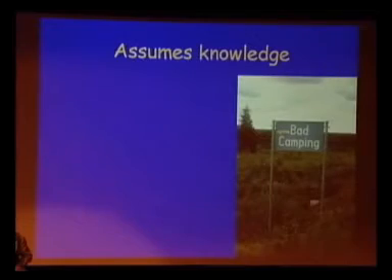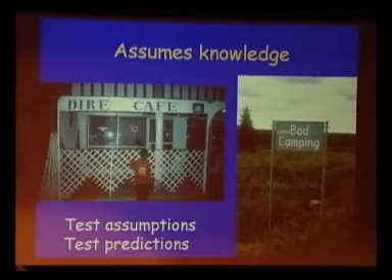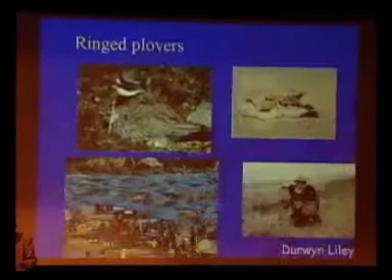This sort of approach assumes that birds have perfect knowledge. It's as if there are signposts out in the countryside saying what are the good habitats and the bad habitats. And sometimes there are signposts like that. So what do you do about that? You test the assumptions, you test the predictions in order to see whether or not that seems to be right.